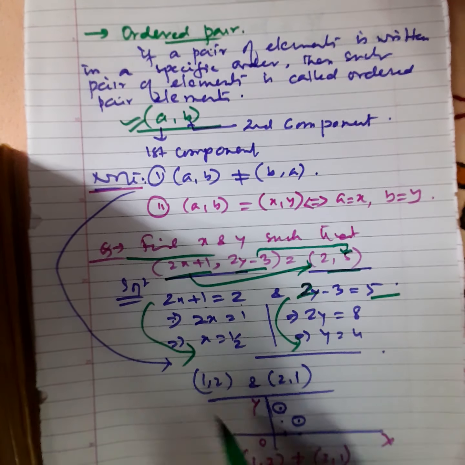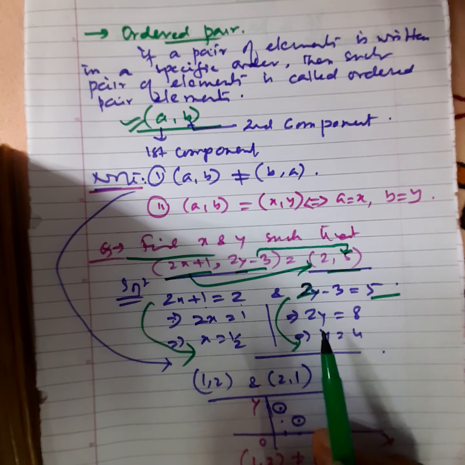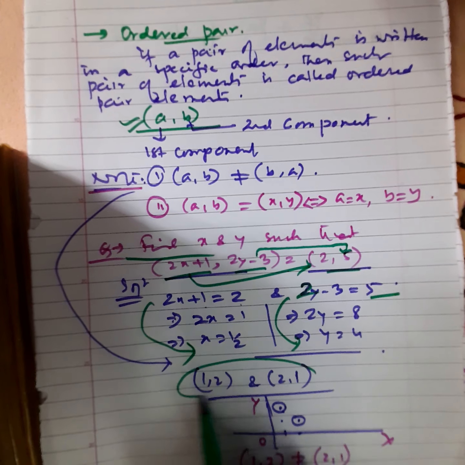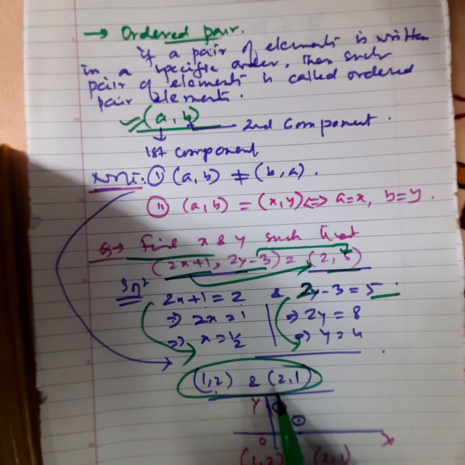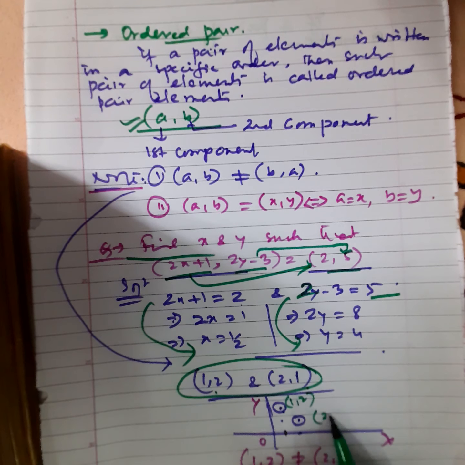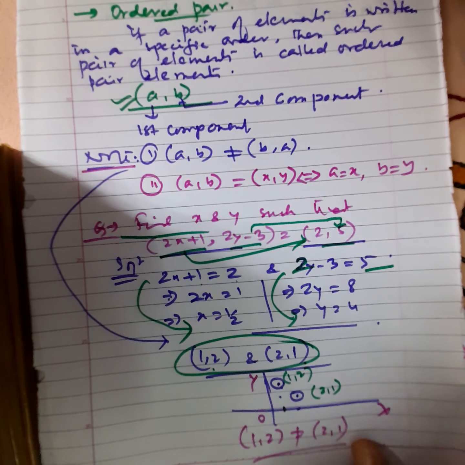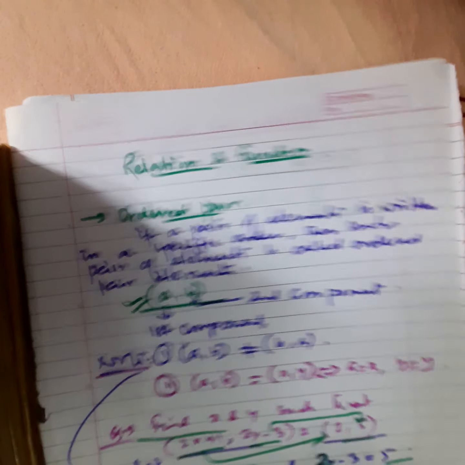Okay, now the question may come to mind: why is (a, b) not equal to (b, a)? As an example, we can take two points, one is (1, 2) and another is (2, 1). If we plot these two points on the Cartesian coordinate plane, suppose this is the origin 0, 1, 2, this is the point (1, 2) and this is the point (2, 1). They are not the same point, so we can say (1, 2) and (2, 1) are not equal.